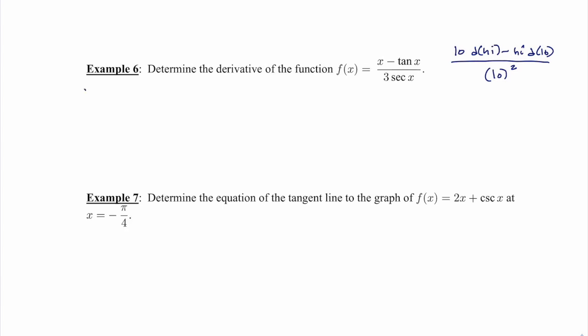So f prime will have low is 3 secant of x. D high will be the derivative of x, which is just 1, minus the derivative for tangent. And we know that's going to be positive. Starting with tangent, we'll have secant times secant.